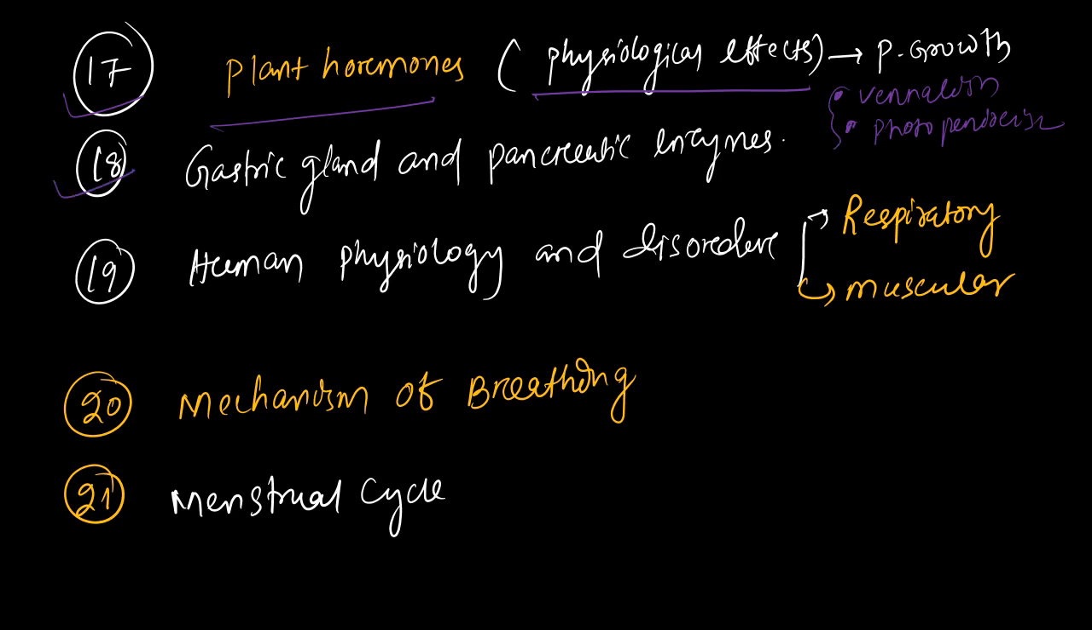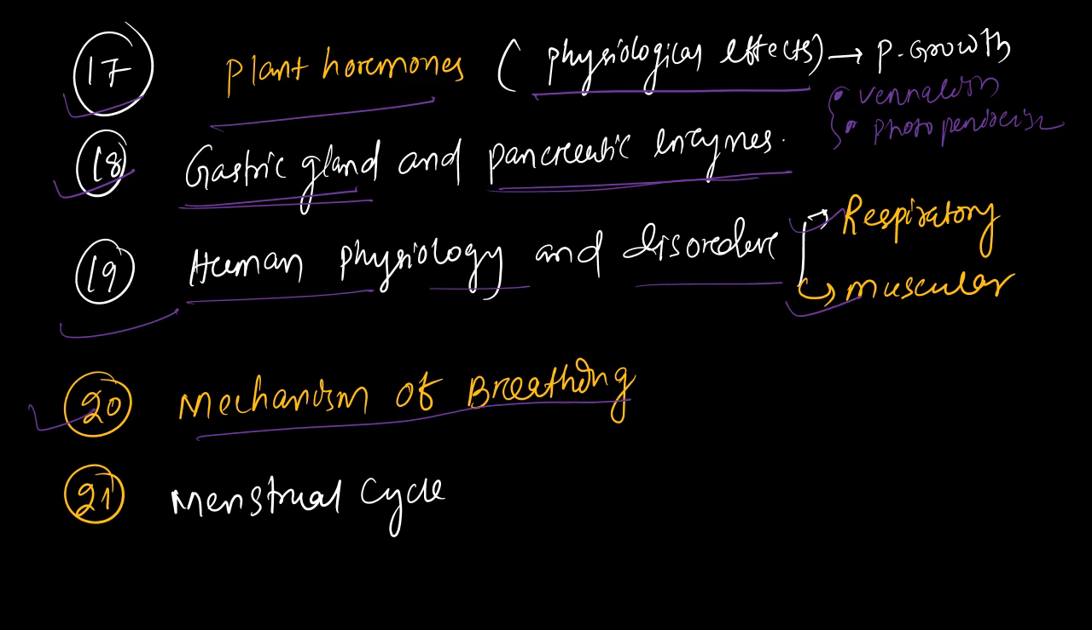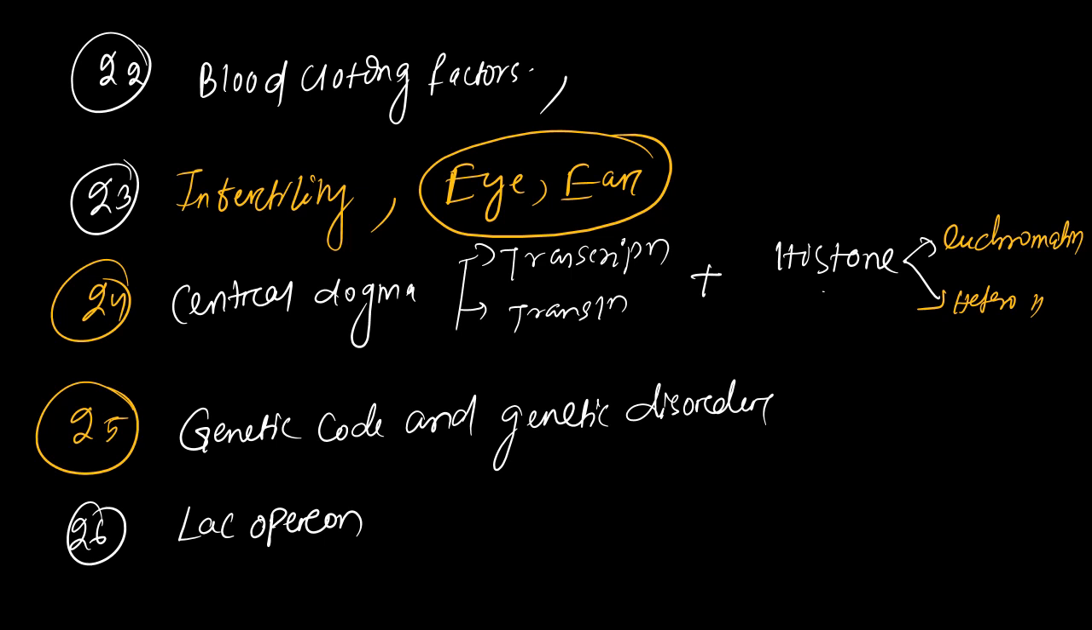Next, 18, gastric gland and pancreatic enzymes. Next, human physiology and disorder, mostly respiratory and muscular. In 20, that is the mechanism of breathing. Next is menstrual cycle. In 22 we see the most important one, blood clotting factor. In 23, that is infertility, and eye and ear are also added here. Eye and ear are also important according to the NEET perspective.